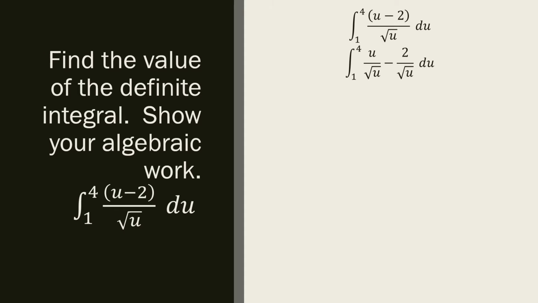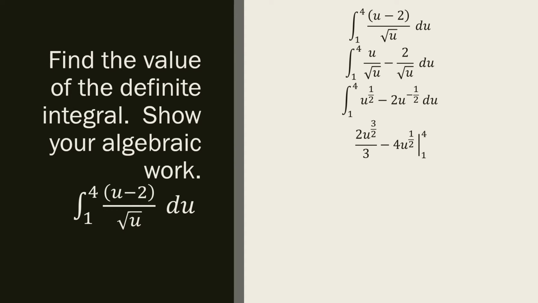So I'm going to do u over root u, which would be u to the 1/2, minus 2u to the -1/2 du. Once I rewrite it and I get it how I want to get it, then I'm going to go ahead and integrate it by adding 1 to my exponent and dividing by my new exponent. So I would get 2u to the 3/2 over 3 minus 4u to the 1/2. And again, I'm integrating that from 1 to 4.